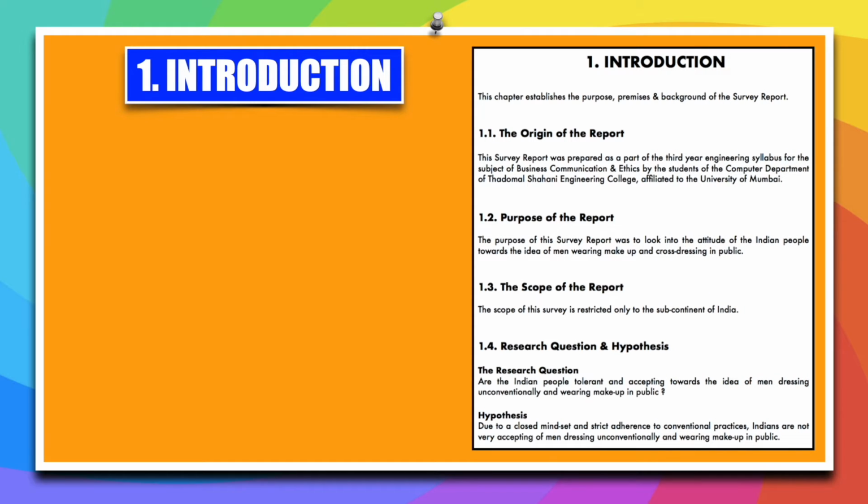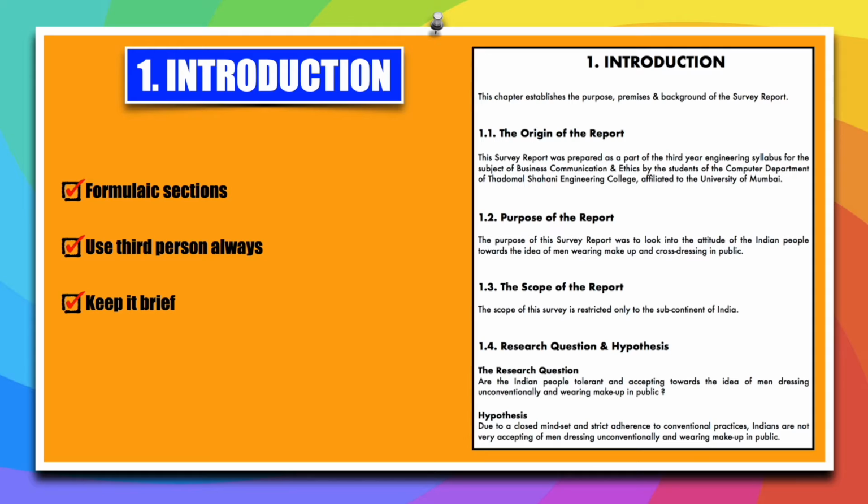The first chapter is labeled as introduction for all reports. You do not have any freedom to label it as anything else. Now, the subsections of the introduction are very formulaic. That means, again, you have to keep to the specific titles. You cannot get creative here. Neither can you skip any of the subsections. Please note that you have to use the third person indirect. Try and keep it brief.